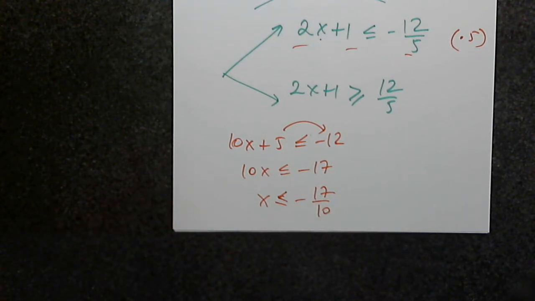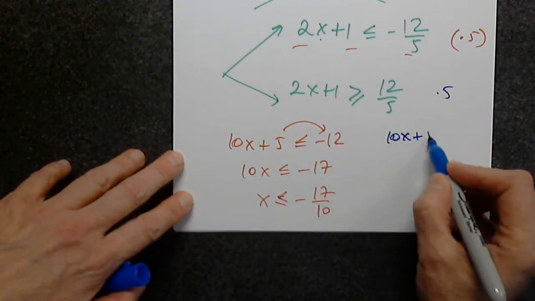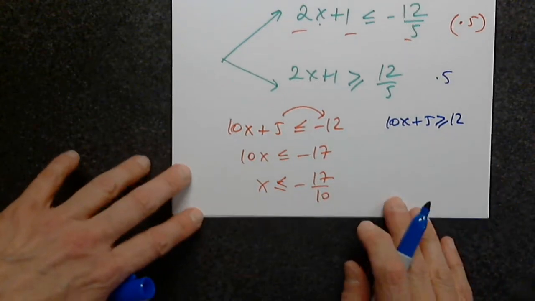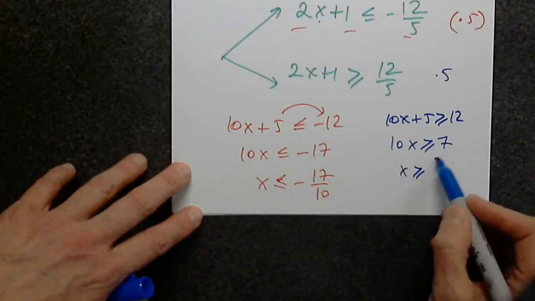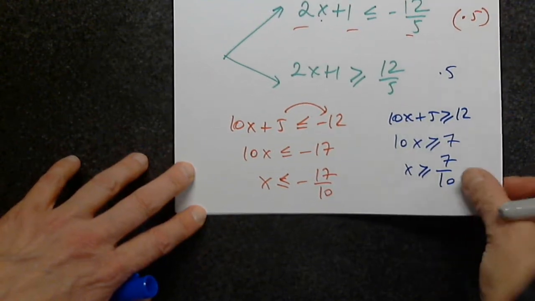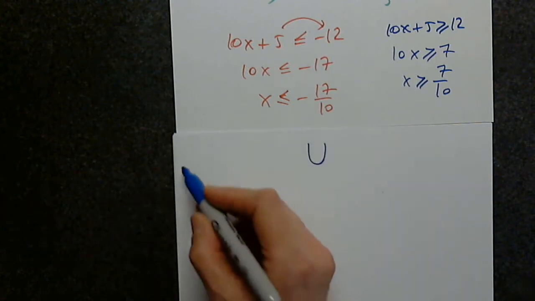I caution you, I've seen it in tests and homework. Some students change the inequality symbol into an equal sign, into an equation. Do not do that, please. Okay, so the other option, same thing, multiply by 5. So we have 10x plus 5 greater than or equal to 12. In this case, 10x greater than or equal to 7, x greater than or equal to 7/10. And if anyone would like to give us a solution with a union in between.